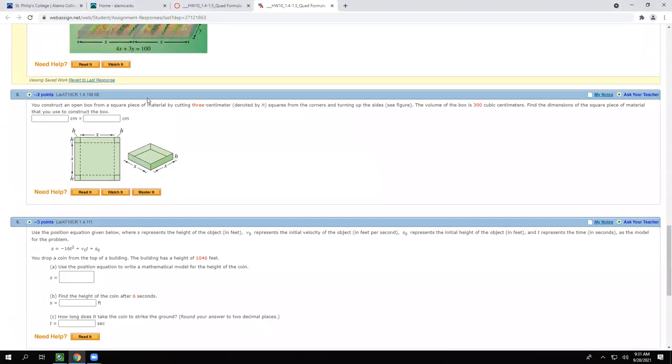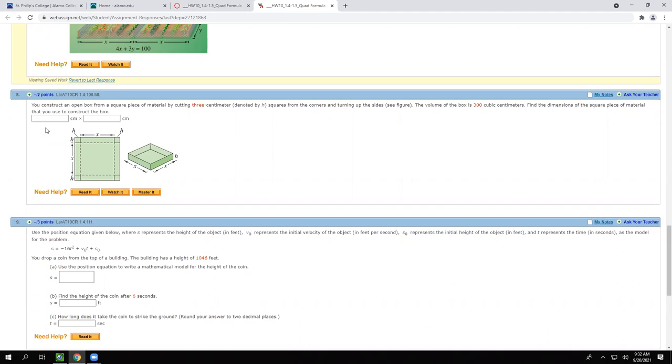Okay, this one looks interesting. It says you construct an open box from a square piece of material by cutting 3 centimeter squares from the corners. They're just chopping off a little square corner completely, and then they're folding up the sides. And it says that the volume of that box that's now created is 300 cubic centimeters. So find the dimensions of the square piece of material that you used to construct the box.